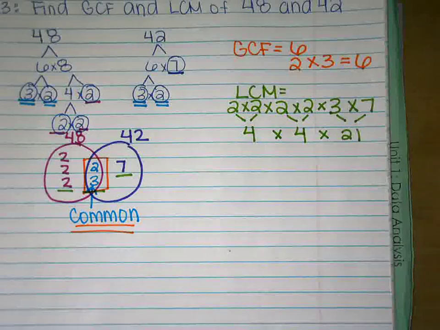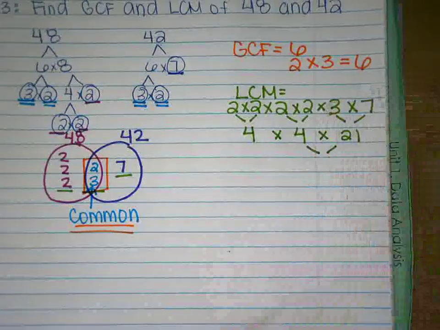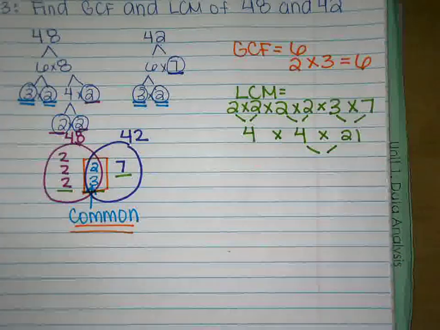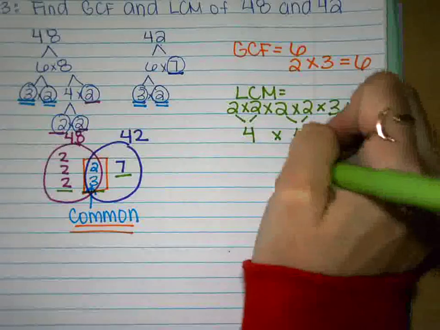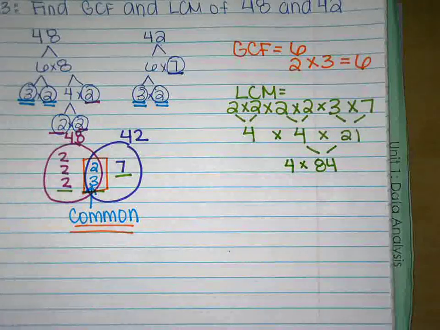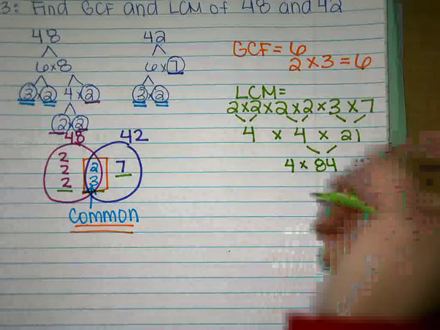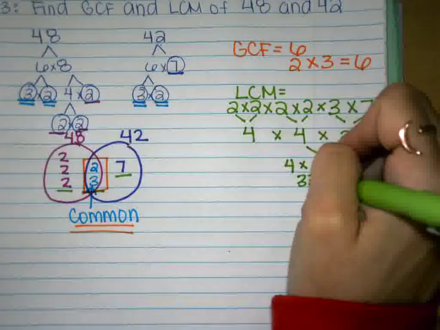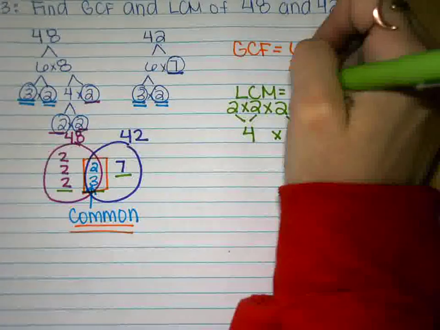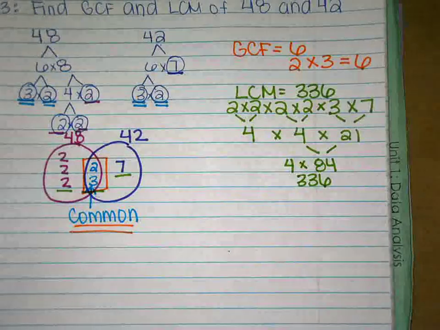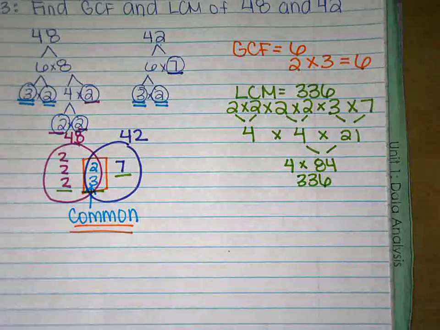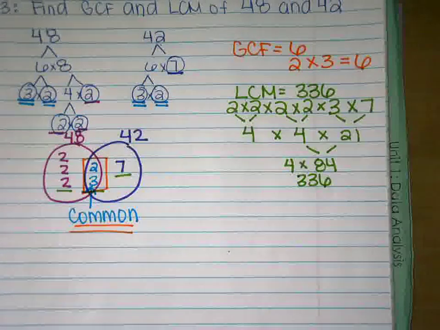and then these numbers are getting pretty large, so I need to make sure that I'm doing my math correctly. So I want to do 21 times 4. That'll actually give me 84. And then I need to do 84 times 4, which is actually going to be 336. So my least common multiple is 336. So a pretty large number for that one. They won't all be that large, I promise.